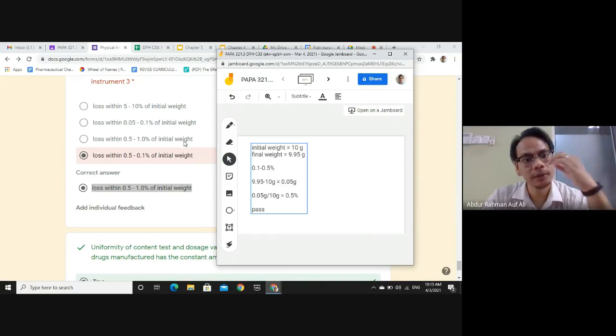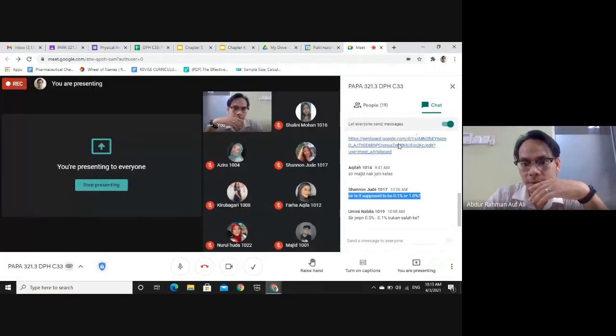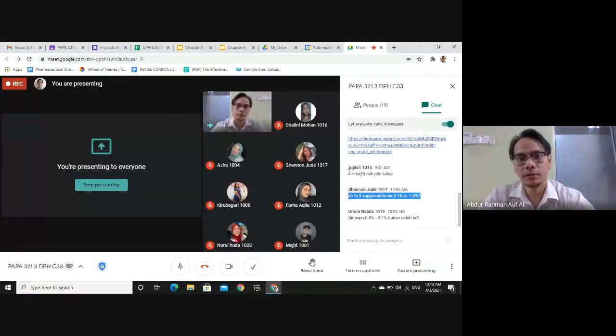The third option. So kalau the loss 0.7 pun still pass, 0.6 pun still pass. So kalau the loss within this range, dia akan pass the test. Kalau less pun betul lah sebetulnya. Tapi kalau the loss more than 1%, so that is a failure. Okay, so thank you Shannon and Nabila.